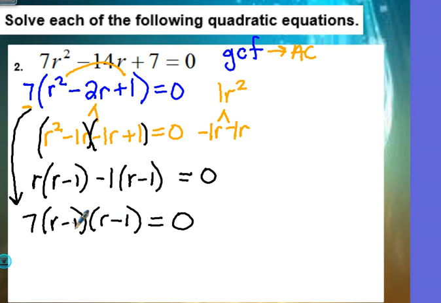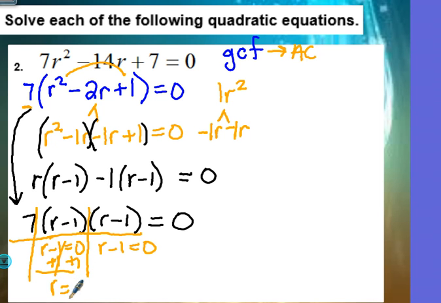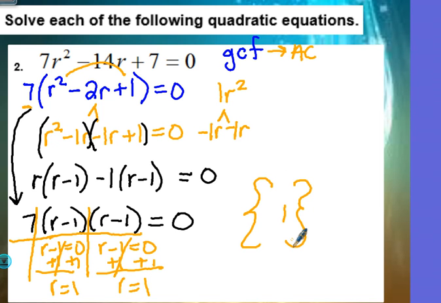I know that 7 times something has to equal 0, well then this means that either r minus 1 equals 0, or r minus 1 over here equals 0. I'm going to ignore this 7 because I know 7 can't be 0. 7 is 7. And let's solve. So r equals 1. And notice these two are identical, so we get r equals 1 again. In this case, we did get 2 solutions, like I mentioned before, but since they're both the same, we technically only have 1 solution, and we will put it in curly brackets.